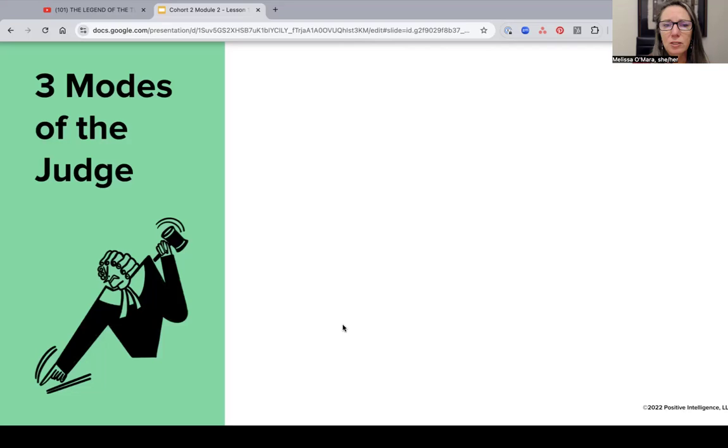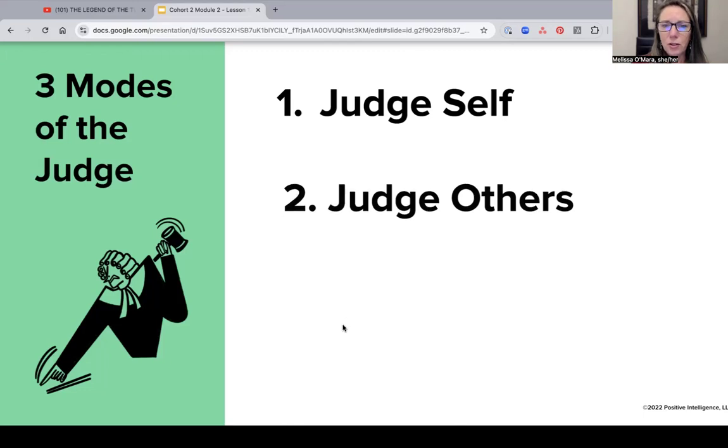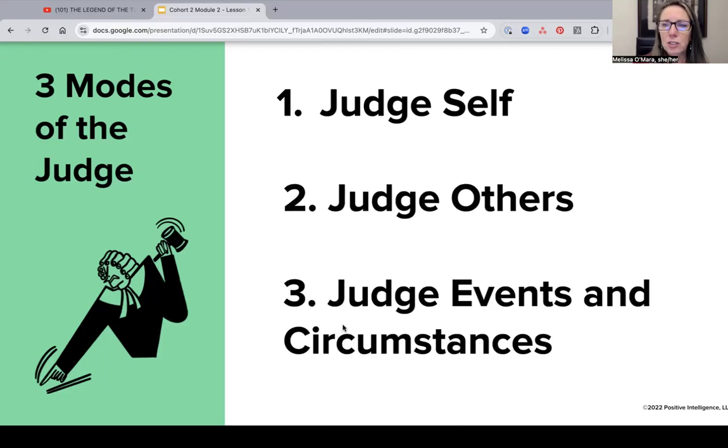Everyone has the judge. The judge shows up in 3 ways. We judge ourselves, we judge others, and we judge events and circumstances. Think about it. You like a dress or you don't like a dress. You like somebody's shoes or you don't like their shoes. We don't realize that we're evaluating, assessing, and judging things as good or bad, black or white, kind of all the time.